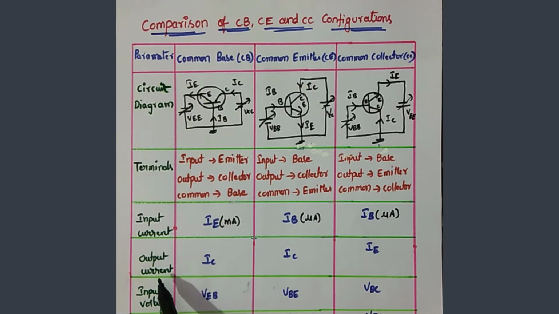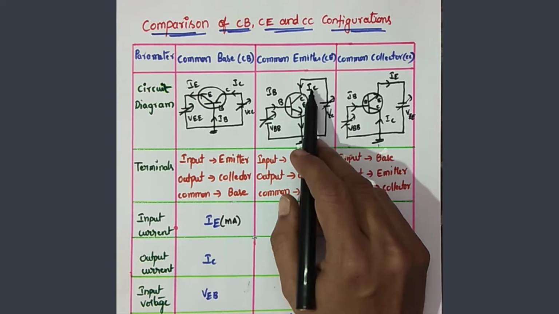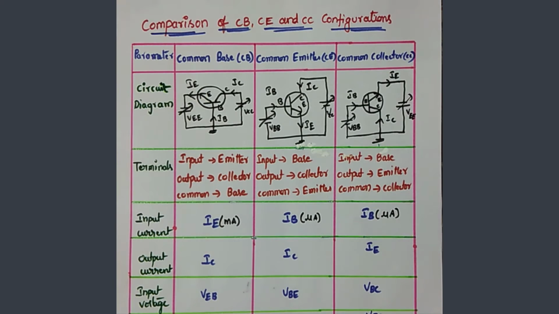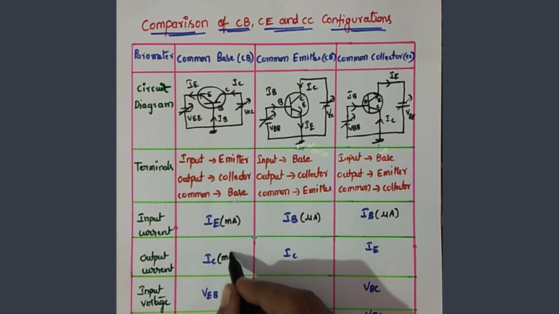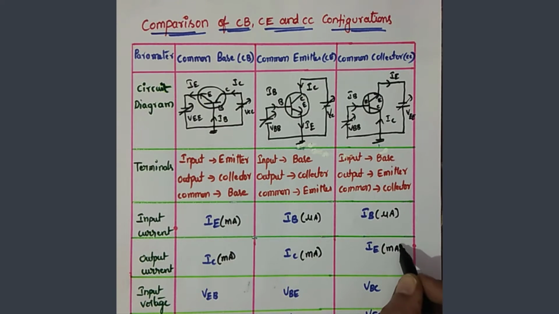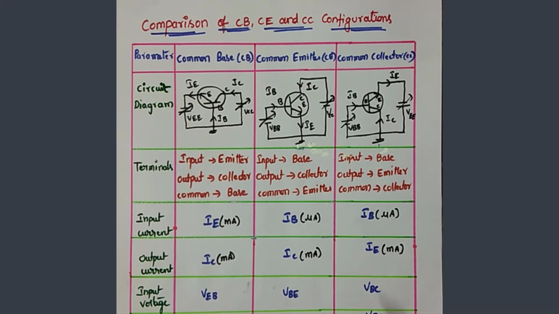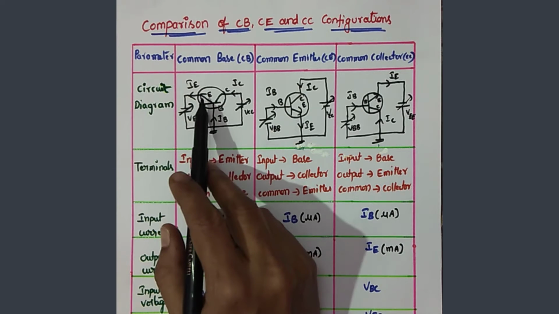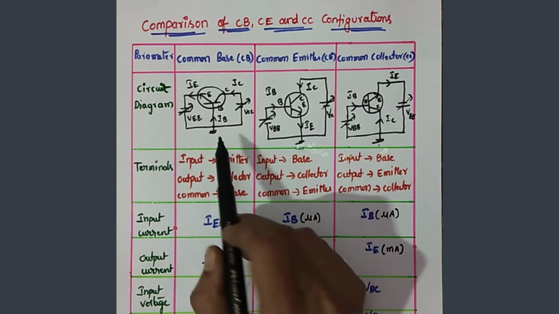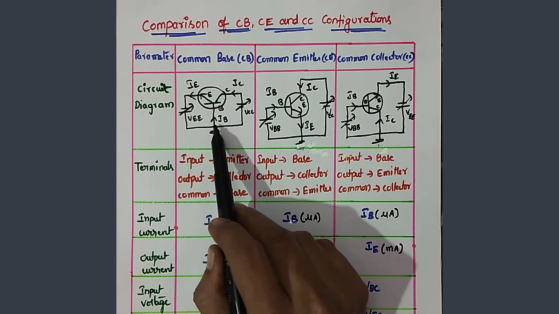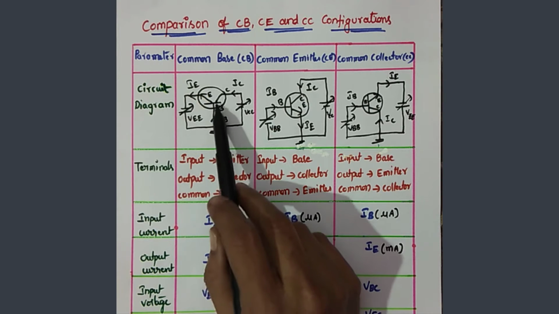And then the output current is IC. See here IC. And here also the output current is IC. Here the output current is IE. So all are milliamperes. Another important point is the current direction. As this is an NPN transistor, the emitter current direction is like this. So as the emitter current is outside from the transistor, you must include the collector and base currents inside.